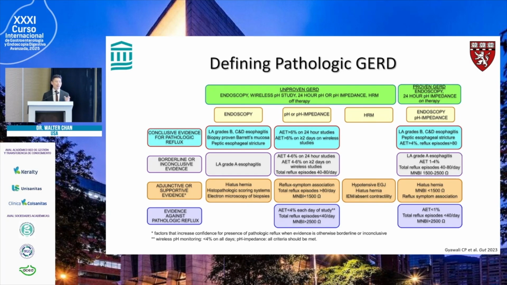So when you have patients with acid exposure time between 4 to 6%, for example, that's considered borderline, then you look for any other supportive evidence or adjunctive evidence of reflux that might then help you diagnose their GERD. So this is a more easy to use way to really classify all these metrics to help you determine if they have abnormal reflux or do they not have abnormal reflux.